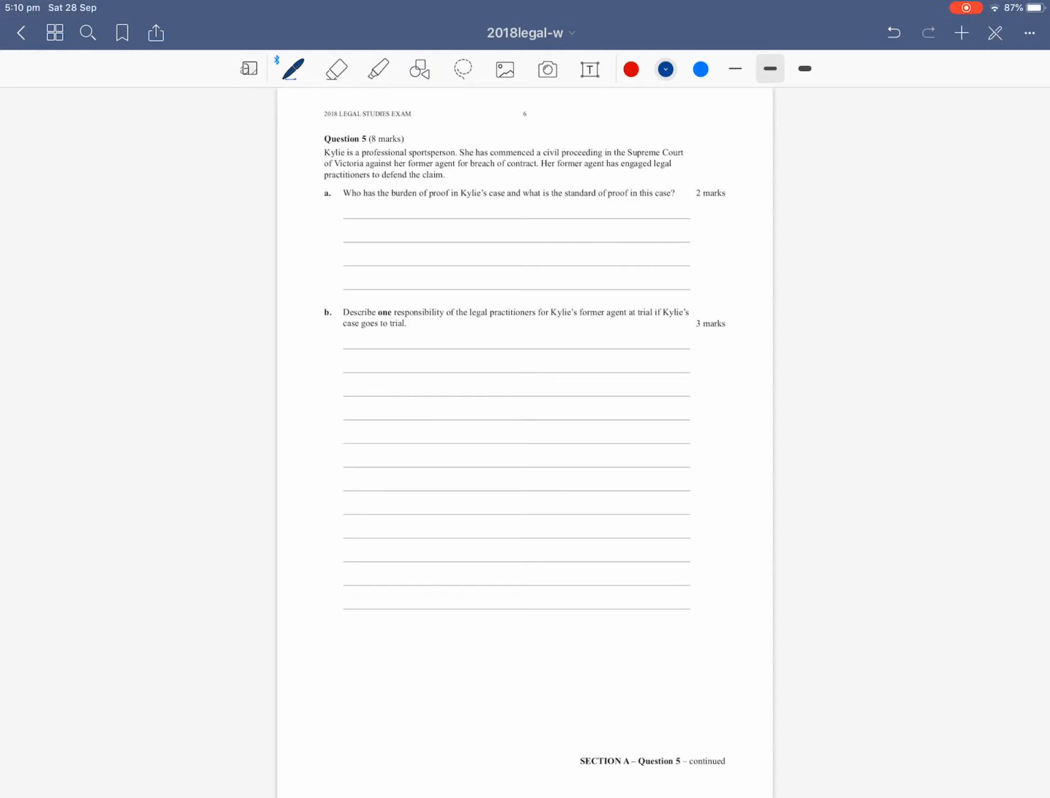Kylie is a professional sports person. She has commenced a civil proceeding in the Supreme Court of Victoria against her former agent for a breach of contract. The former agent has engaged legal practitioners to defend the claim. Now, already, you should be able to identify a few things. Kylie is our plaintiff. The former agent is the defendant. She has commenced a civil proceeding. That means the burden's on her. Civil proceedings, balance of probabilities. Done.